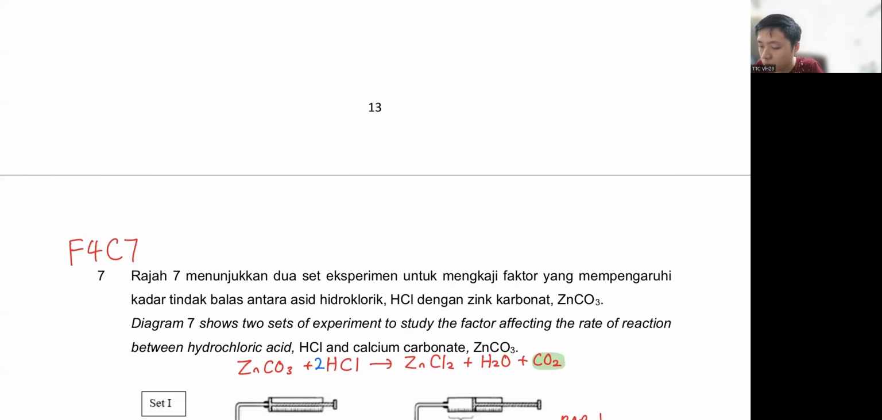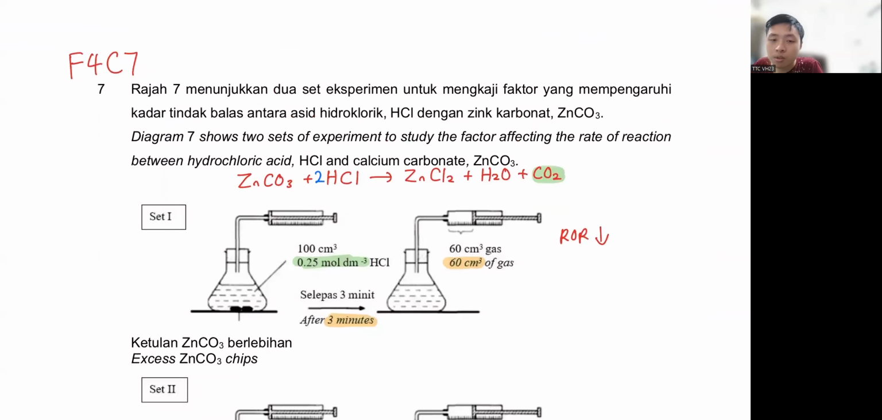Question 7 is Form 4 Chapter 7. As I told you earlier in class, Form 4 Chapter 7 has around 4 experiments. You have acid plus metal carbonate, the decomposition of hydrogen peroxide, and also sodium thiosulphate reacting with acid. This one, where metal carbonate reacts with acid, is quite a popular question. So they produce zinc chloride, H2O, and carbon dioxide.